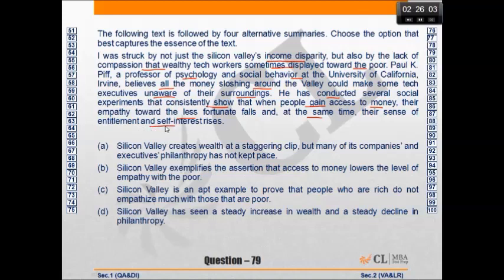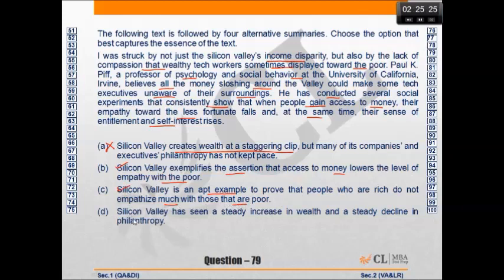Okay. Statement A. Again, we are looking for the summary or the option which summarizes or makes sense of the text. Silicon Valley creates wealth at a staggering clip. It's not talking about creating wealth at a staggering clip. It has to be incorrect. Out of scope, I would say. Statement B. Silicon Valley exemplifies the assertion that access to money lowers the level of empathy with the poor. Yes, this probably could be the answer, but let's move to the other choices. Choice C. Silicon Valley is an apt example to prove that people who are rich do not empathize with those who are poor. This also could be, in fact, B and C are very similar.